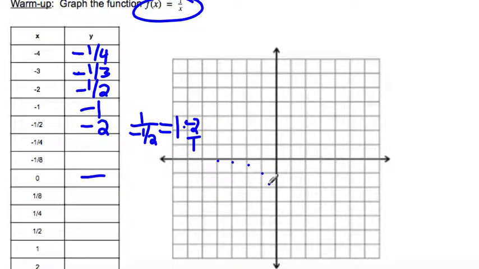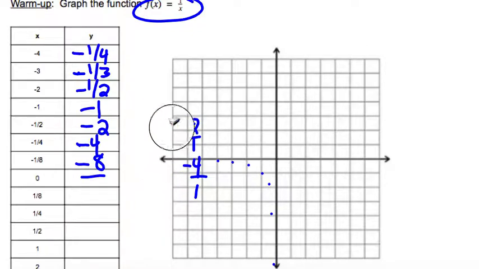So -1/2, -2. All right, and then when we plug in -1/4, that's 1 divided by -1/4. When we divide fractions, we multiply by the reciprocal, so this is 1 times -4/1, which of course is -4. So -1/4, -4. Same process, if we do 1 divided by -1/8, multiply by the reciprocal, we're going to get -8. So, boy, that doesn't even fit. It's down here somewhere. Okay. So let me erase that stuff. Don't really need that there.